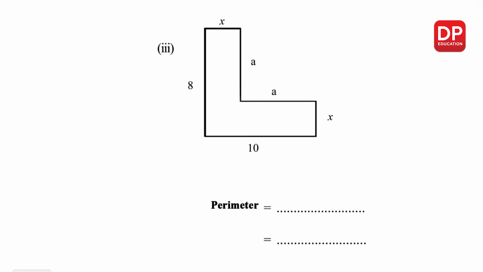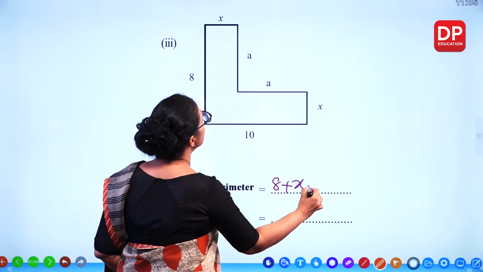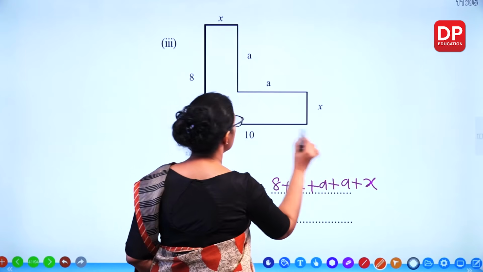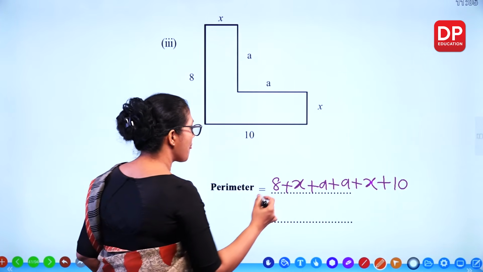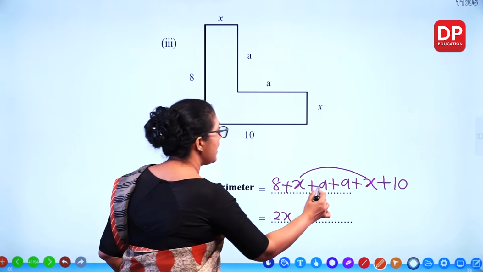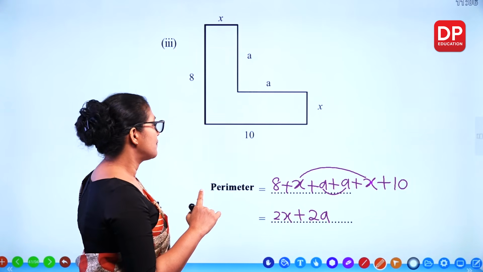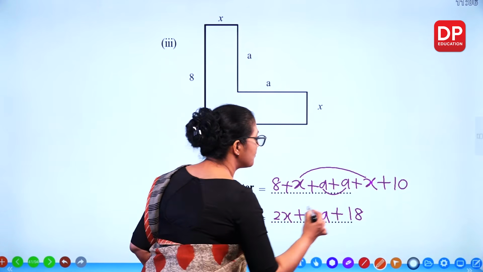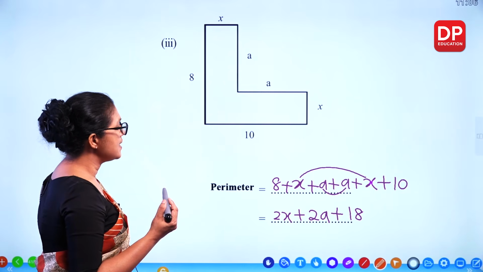Perimeter of this figure. 8 is one side. Then x, a, another a, x and 10. Now add like terms. X and x, 2x. A and a, 2a. Then 8 plus 10, 18. So you get the perimeter 2x plus 2a plus 18.